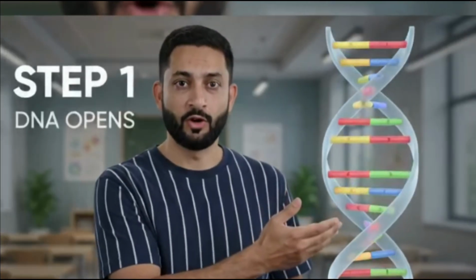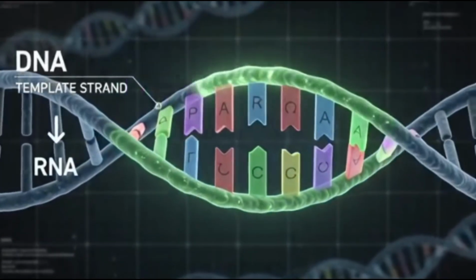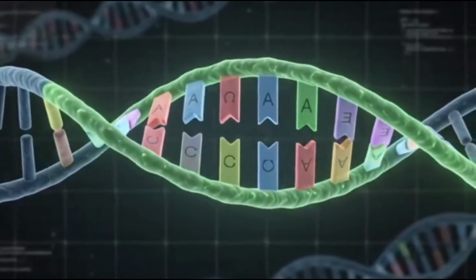First, a small section of the DNA structure opens. Only the required region is used. This exposes the sequence that contains the information needed to make the RNA molecule. One DNA strand acts as the template. The sequence of bases on this strand guides the formation of the RNA molecule. Information stored in DNA is transferred into an RNA sequence.